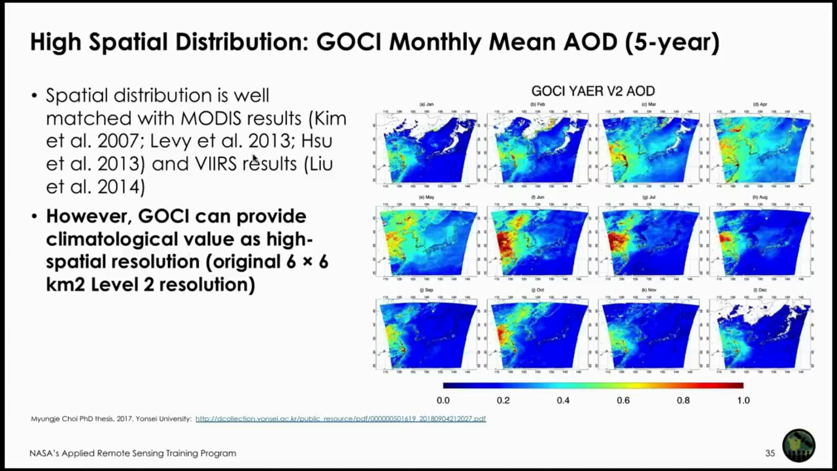But MODIS and VIIRS provide the AOD monthly product at a very coarse spatial resolution, like a 1 by 1 degree latitude and longitude box. However, GOCI can provide climatological values at high spatial resolution, like the original 6 by 6 kilometer Level 2 resolution also. And we can see the general change of the AOD distribution according to the season and area. AOD shows the peak in May and June and is low in the winter time, but it has a very different shape, different characteristics, from PM2.5, so we should know about it.